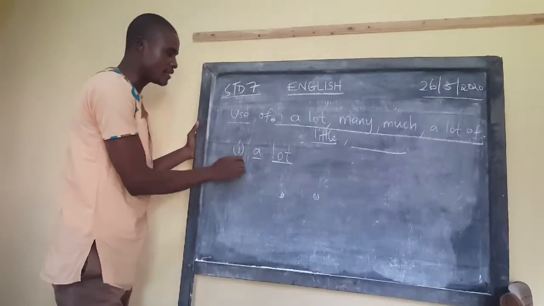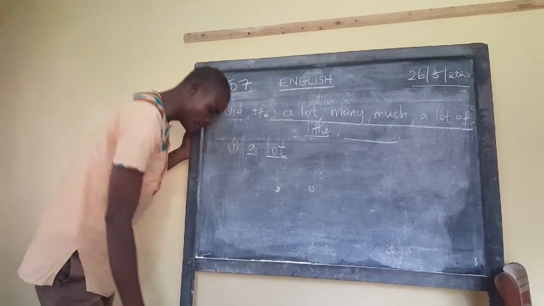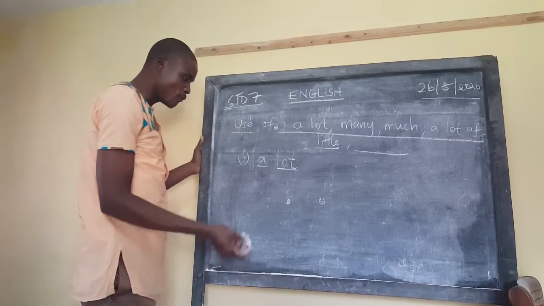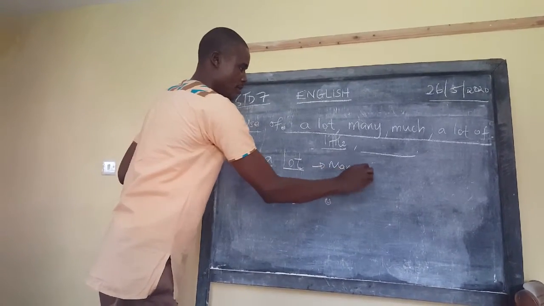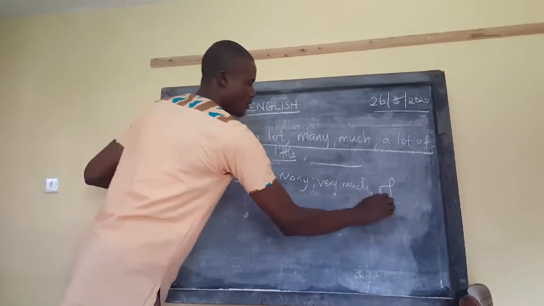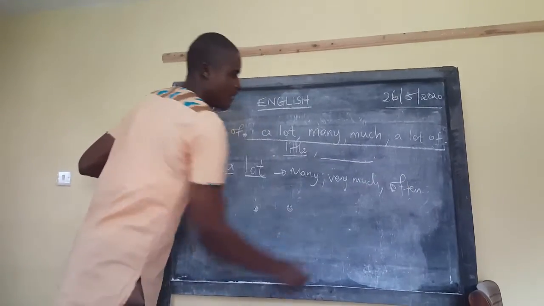So a lot is written like this, and it is used to mean many, very much, or often.